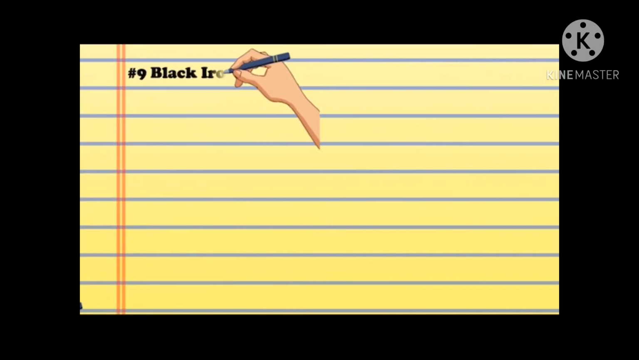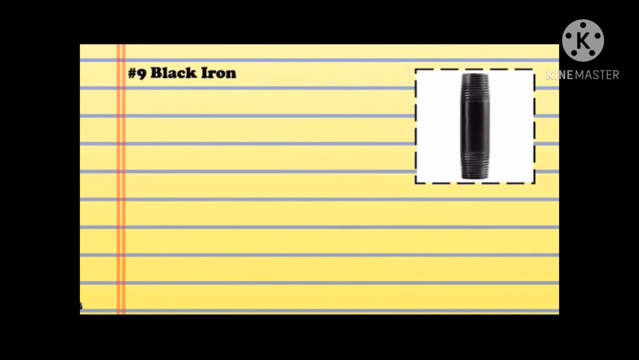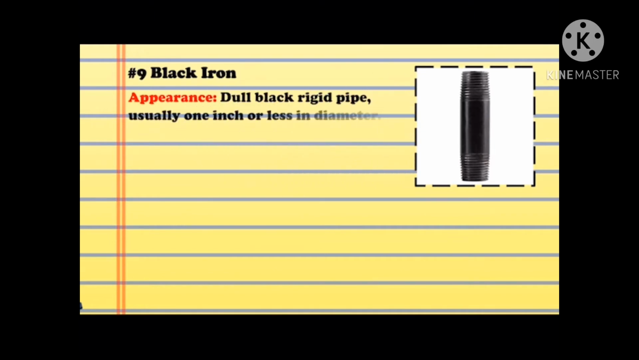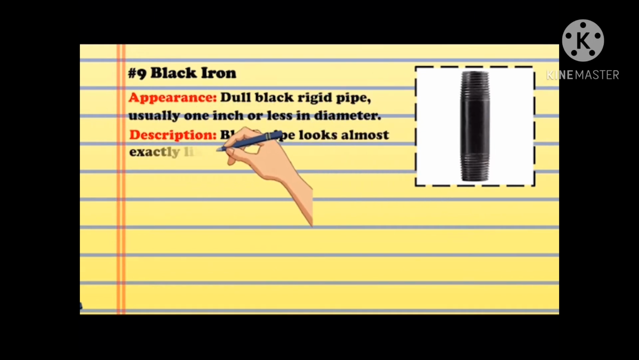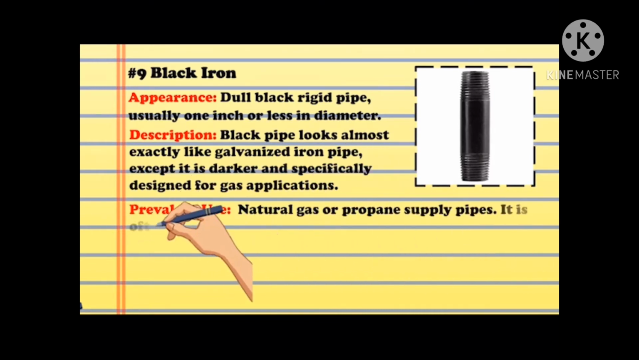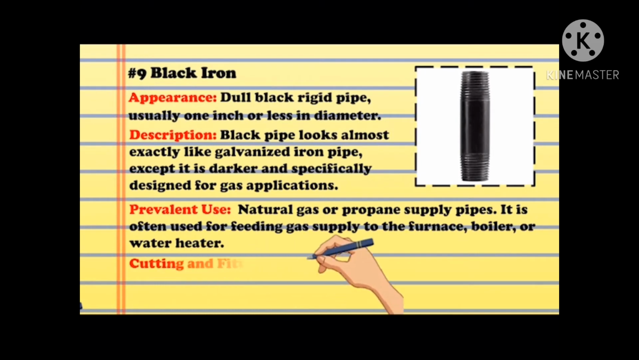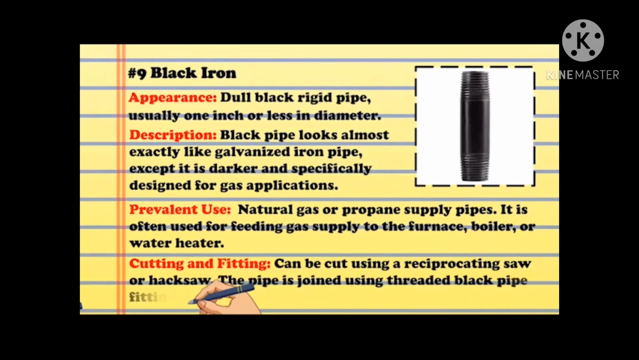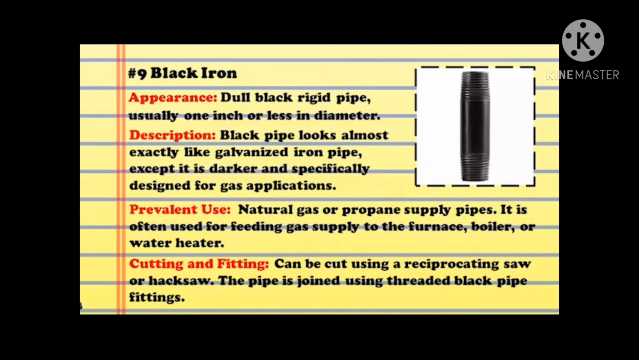Number 9. Black iron. Appearance: dull black, rigid pipe, usually 1 inch or less in diameter. Description: black pipe looks almost exactly like galvanized iron pipe, except it is darker and specifically designed for gas applications. Prevalent use: natural gas or propane supply pipes. It is often used for feeding gas supply to the furnace, boiler, or water heater. Cutting and fitting: can be cut using a reciprocating saw or hacksaw. The pipe is joined using threaded black pipe fittings.